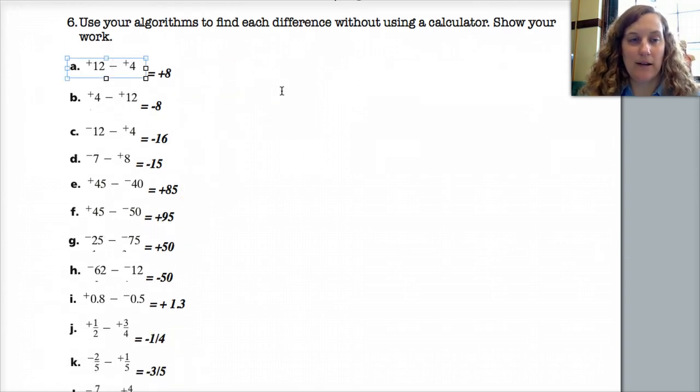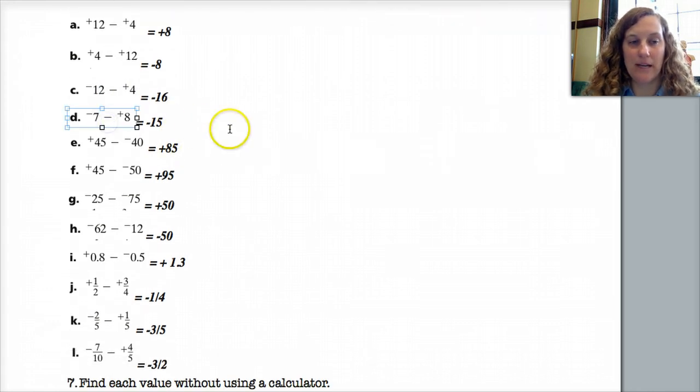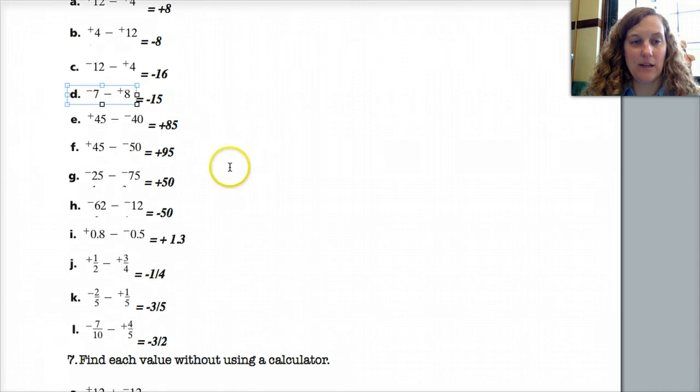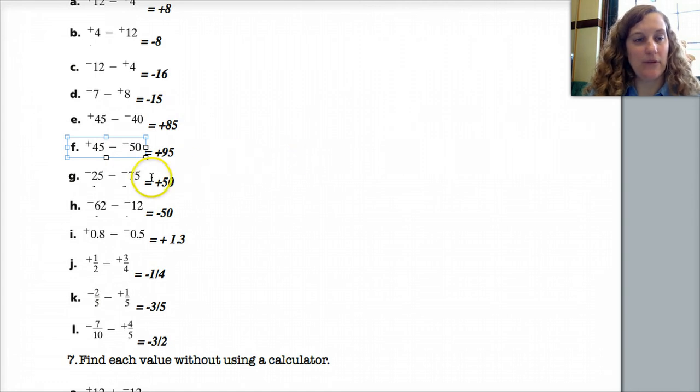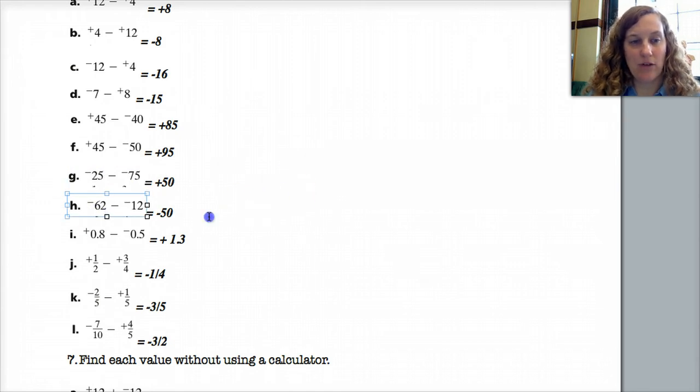+12 minus +4 is +8. +4 minus +12 is -8. -12 minus +4 is -16. -7 minus +8 is -15. +45 minus -40 is +85. +45 minus -50 equals +95. -25 minus -75 is +50. -62 minus -12 is -50.